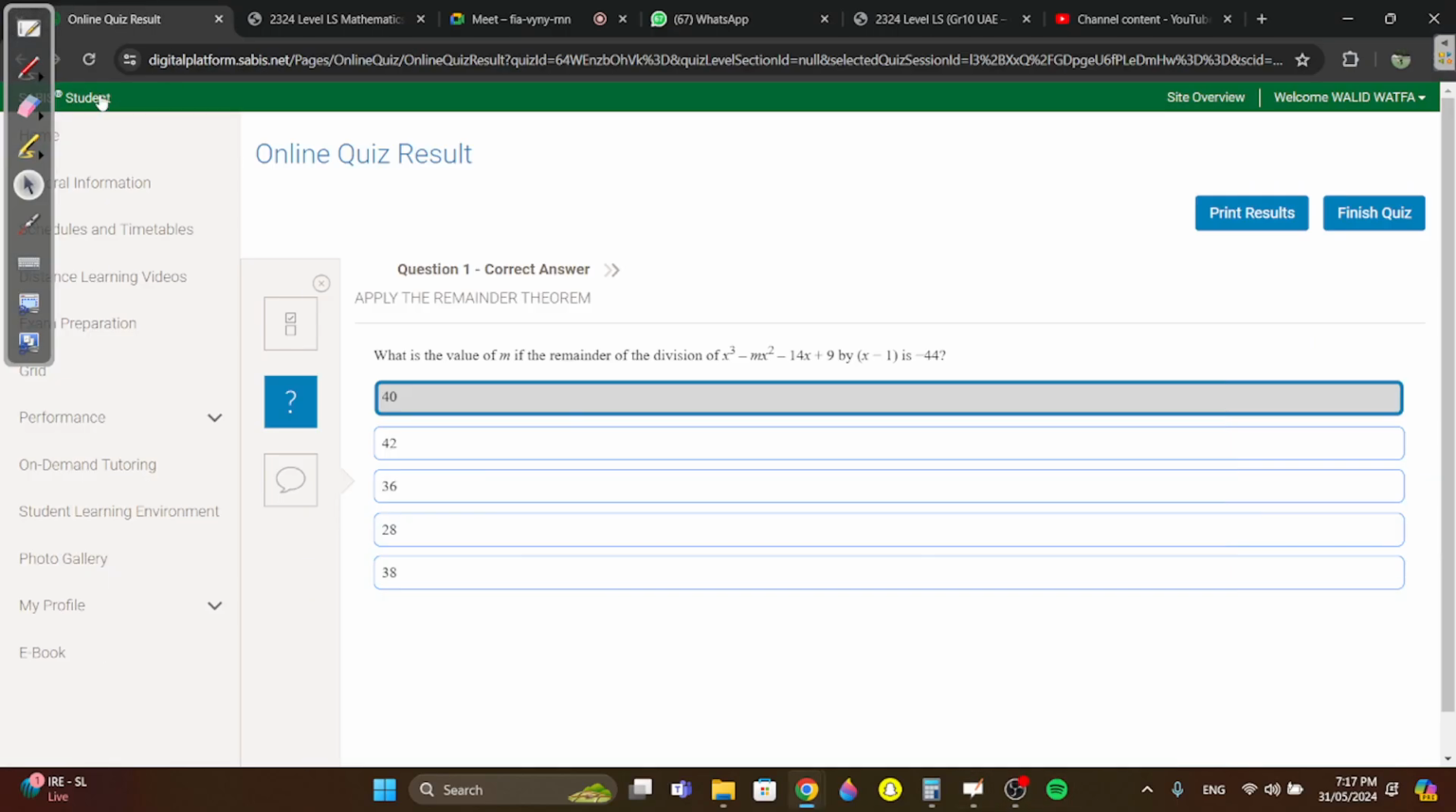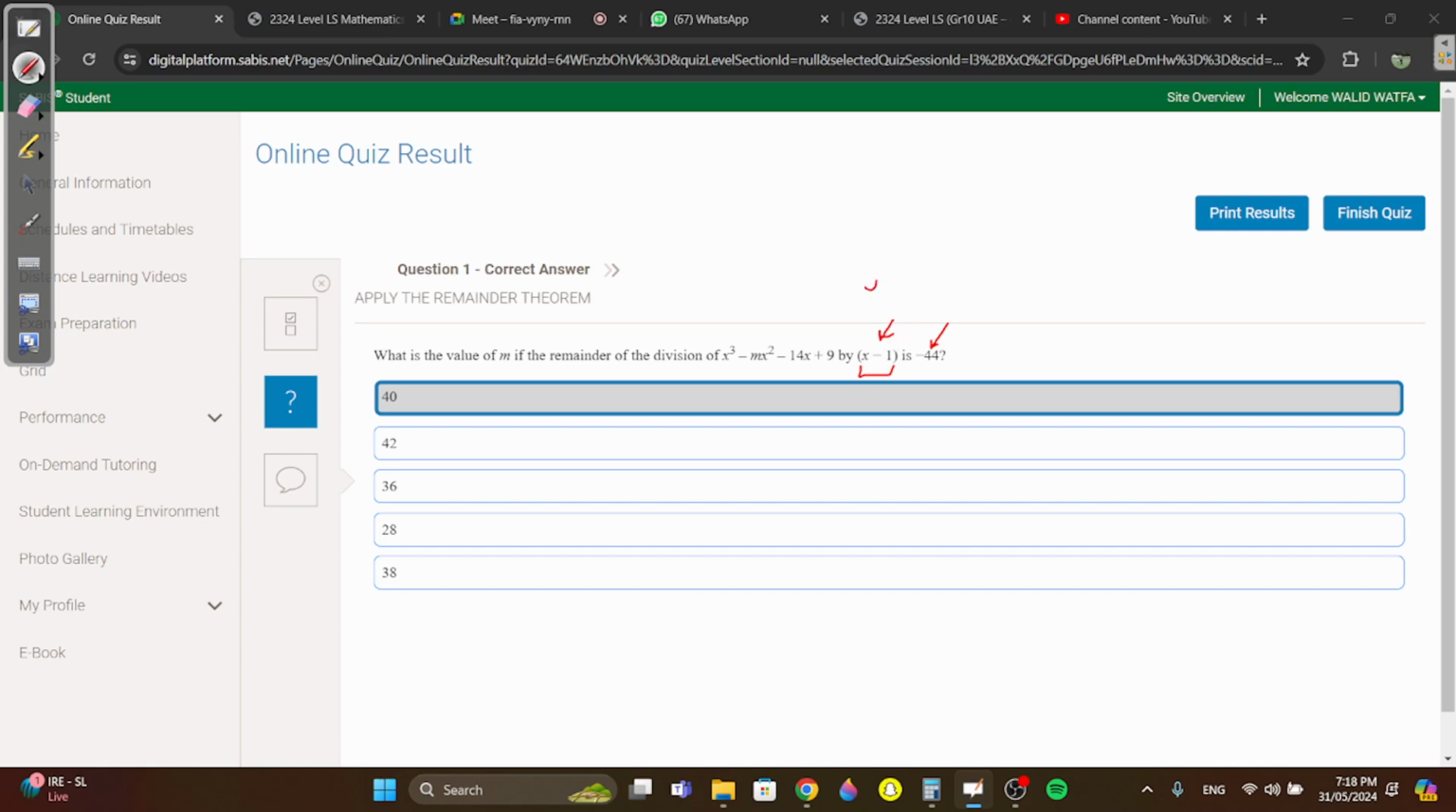Okay, this is 4.2. What is the value of m if the remainder is minus 44? Remember the remainder theorem. The remainder theorem basically says if you want to find the remainder of any polynomial division, just take the root of your divisor.